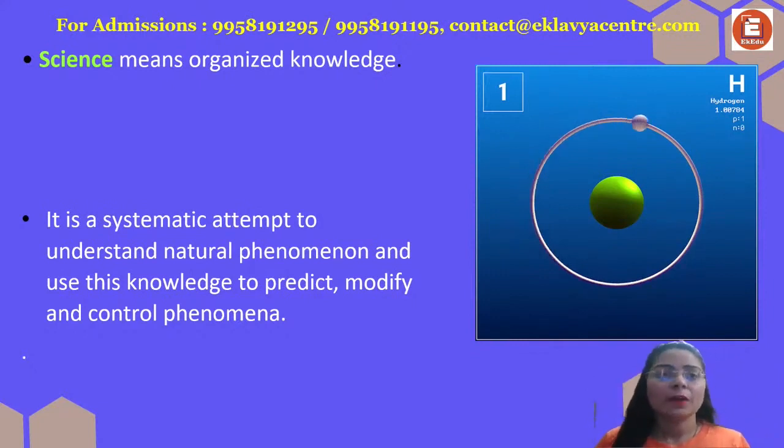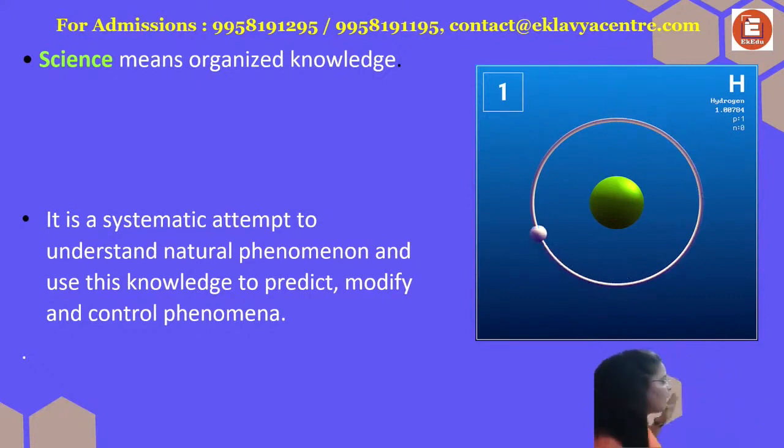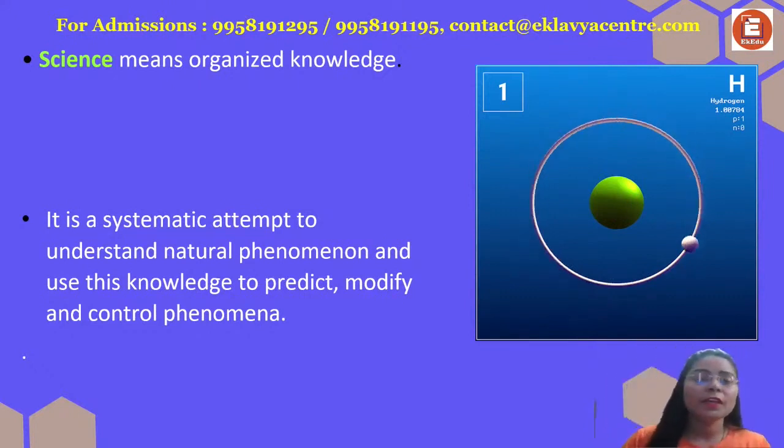So in this concept, I would like to say it is a systematic attempt to understand natural phenomena, and we can use this knowledge to predict. Yes, we can predict nature, we can predict weather, we can predict seasons, and yes, we can modify. Theories used to get modified. I am going to tell you how theories got modified.